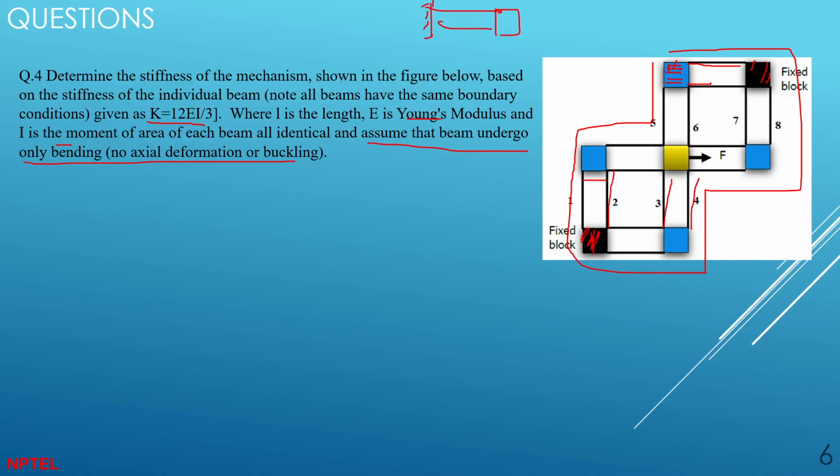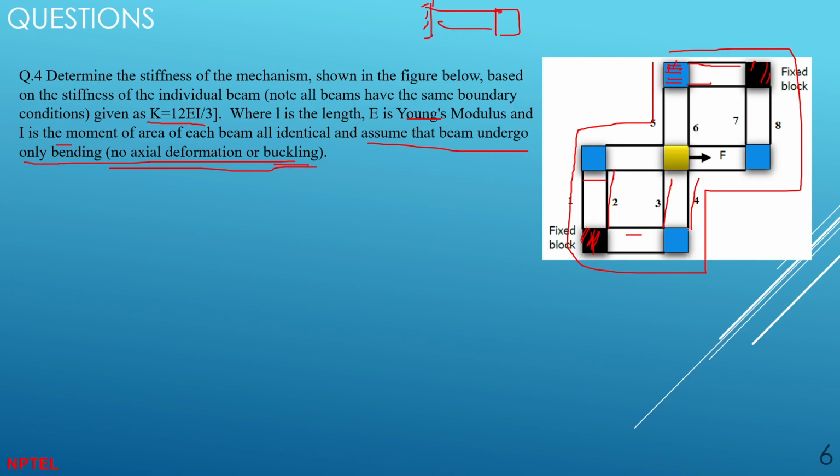So here all these beams are only bending. If you apply some force here, there is no buckling and no axial deformation. If you apply a force like here, it would deform and compress, right? But it is given that there is no axial deformation or buckling. So please remember this statement. There is only bending occurring.